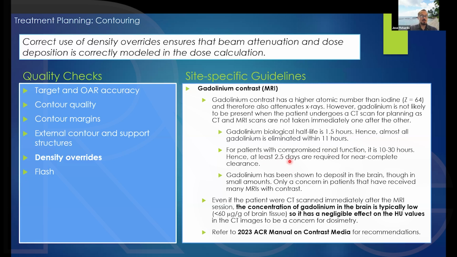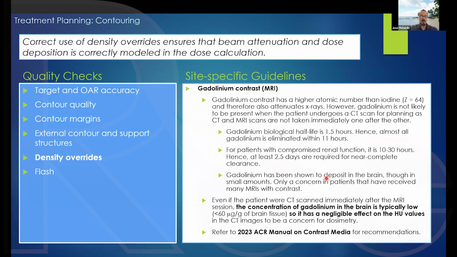Now, for patients that have compromised renal function, it takes longer to eliminate the gadolinium from their system. According to the document that I showed you, the 2023 ACR manual on contrast media, they tell you it's about 2.5 days. So as long as you space the CT and the MRI by 3 days, you're good, right?